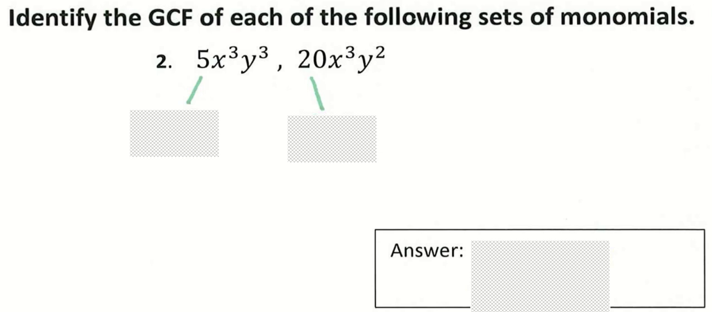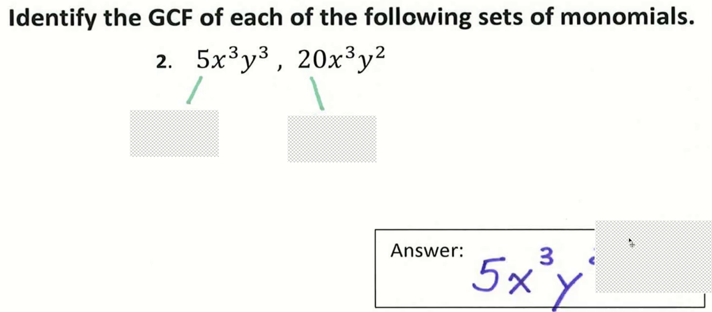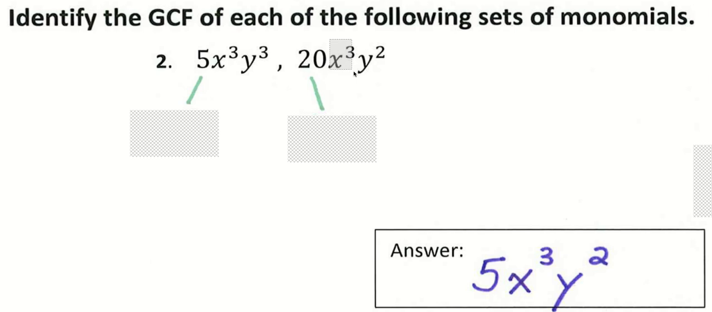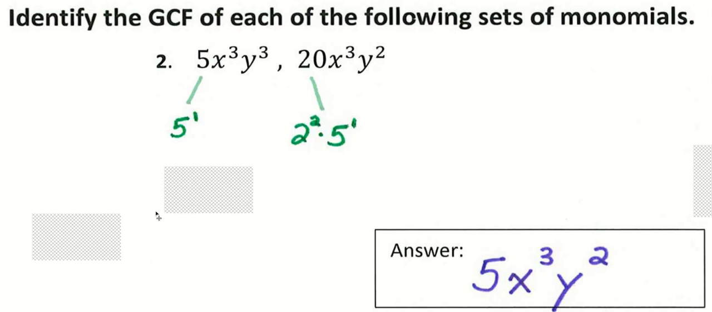Same sort of approach or explanation for number 2. The final answer ends up being 5x to the third, y to the second. The x to the third, that was a tie. So which one's smaller? It's a tie. And if you can't do that in your head, then you can do a couple factor trees and compare the 2's and the 5's the same way you can compare the x's and y's.